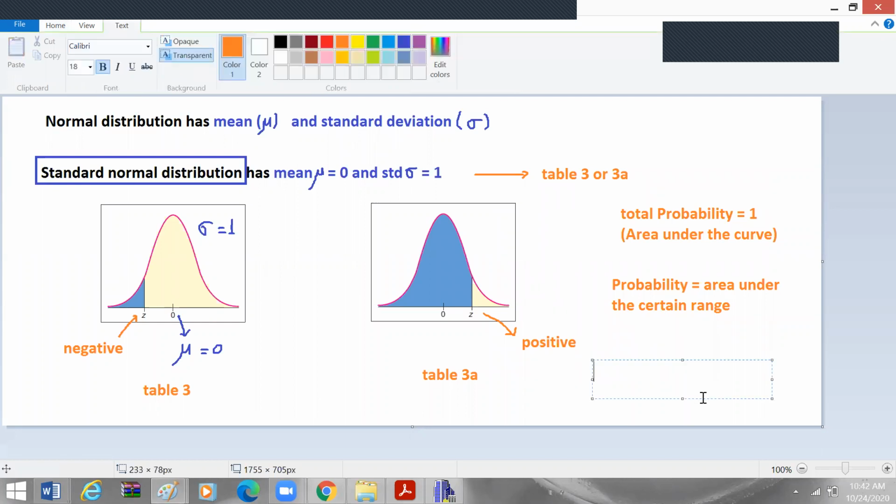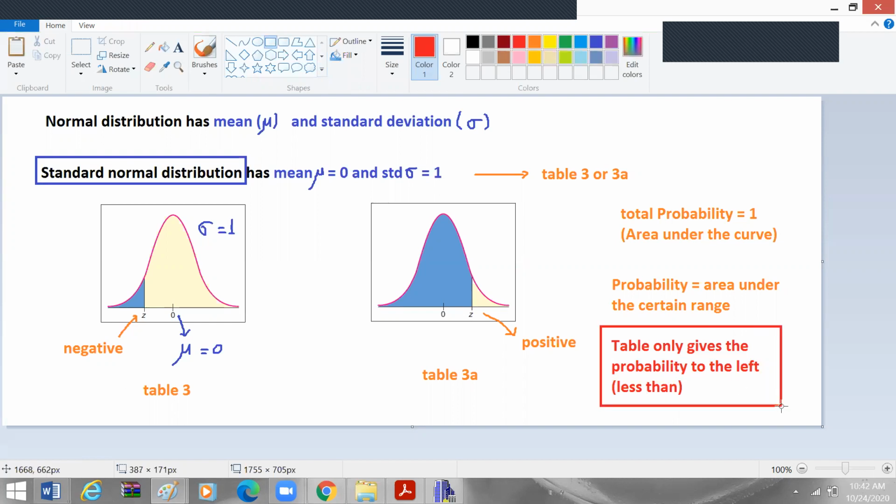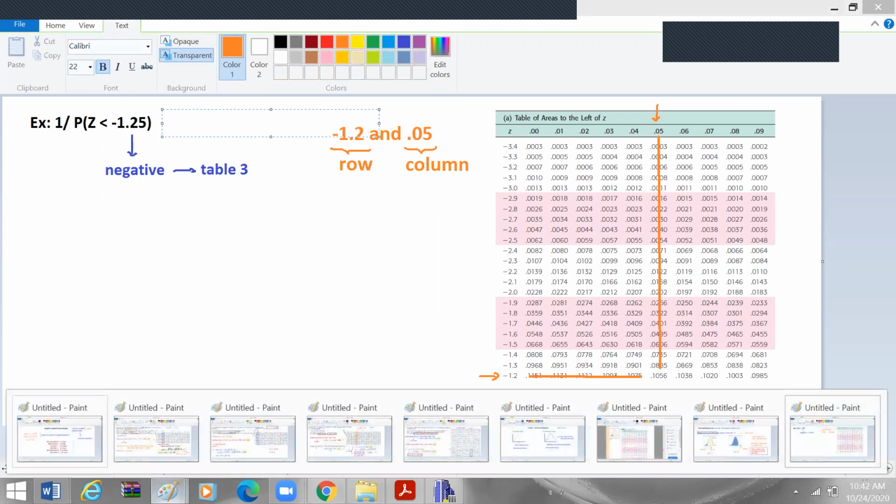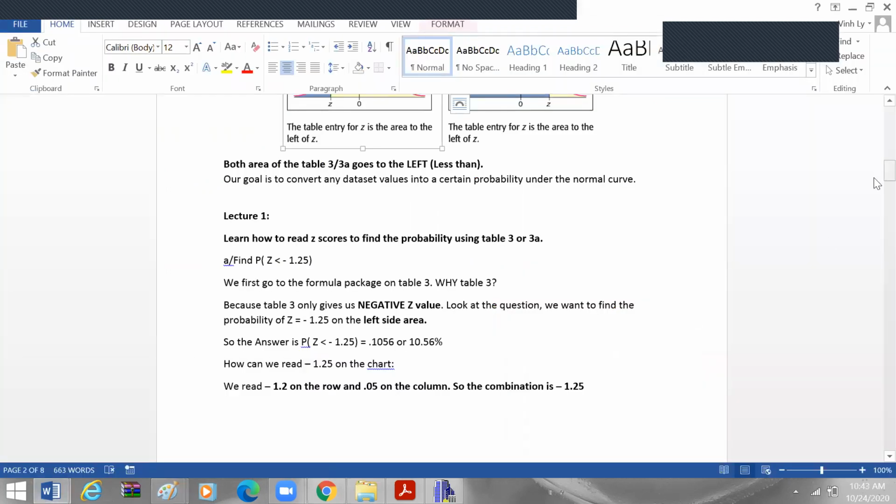Remember, the table only gives the probability to the left side, which means less than. I feel like that's really important: to the left, basically less than. If you want to look for more than, you're going to do something else. I want to show you what it is, and I'm going to box it. The table only gives the probability to the left side. So in this case, we are working on the probability of z less than negative 1.25, which gives us the area on the left side.